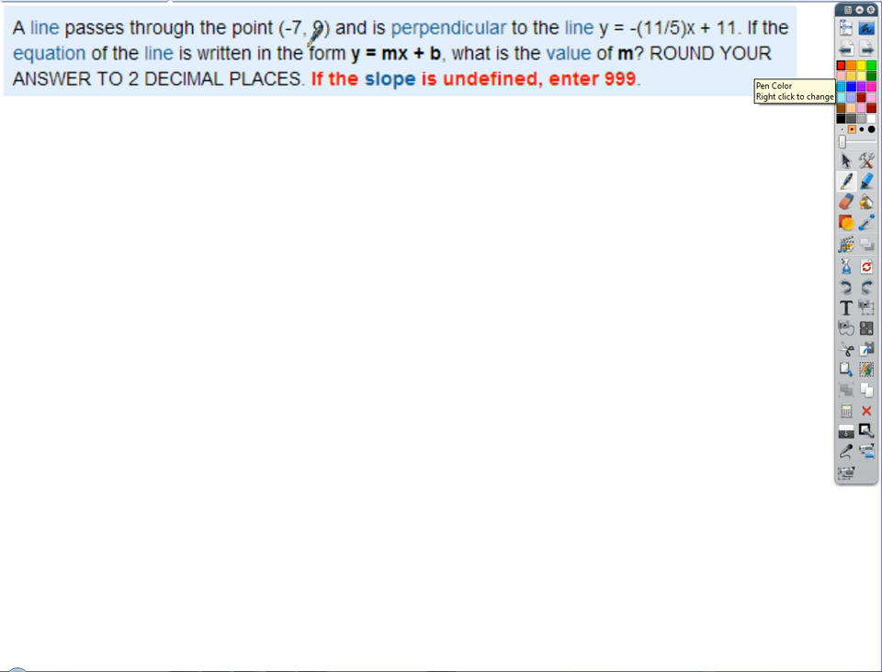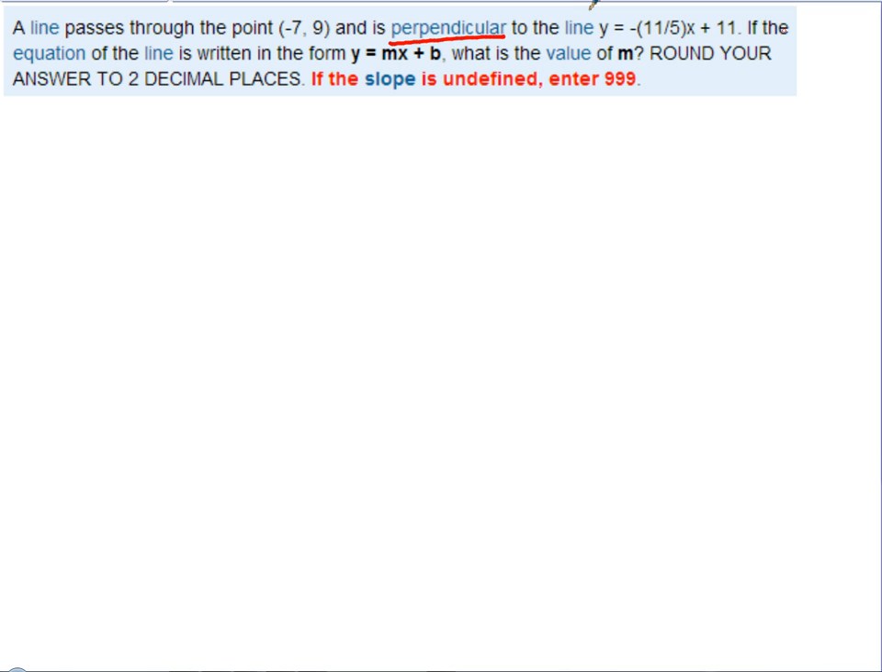A line's passing through this point, and it's perpendicular to this line right here. Now all they want in this case is M, the value of the slope of your line. So we don't even need to find B. If our line is perpendicular to this one, and the slope of this line is what? -11/5, good.